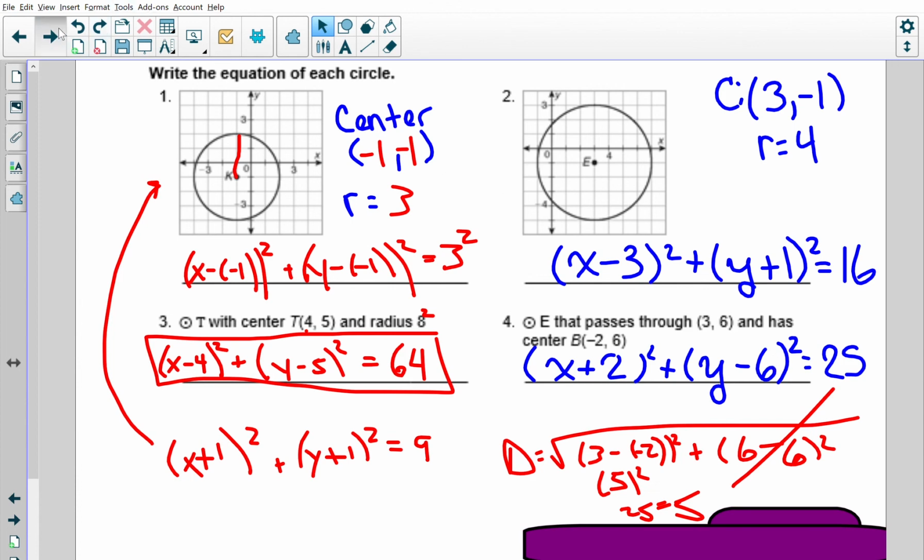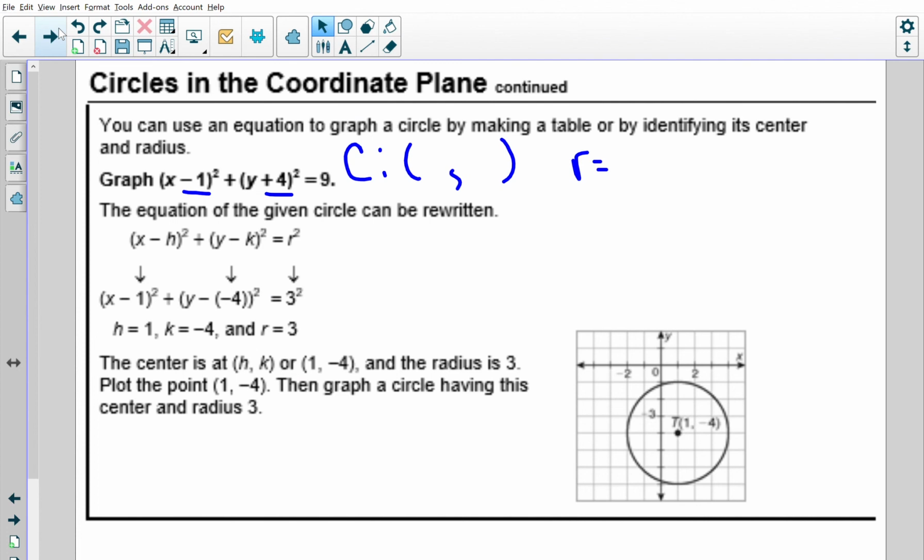All right, I'm going to try and finish up here. You can also use this equation by making a table and identifying the center and radius separately. So much, plug in an x, get a y, stuff like that. This is pretty straightforward. Like right here, you're going to see what's the center of this equation. Well, the x coordinate is 1. The y coordinate has to be a -4. And the square root of 9 is 3. So you can get information from the equation as well.